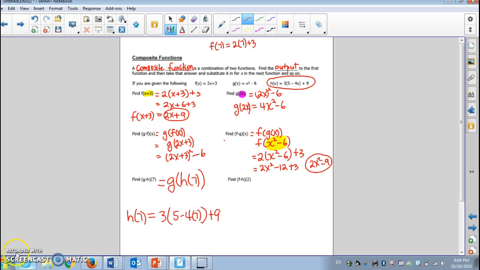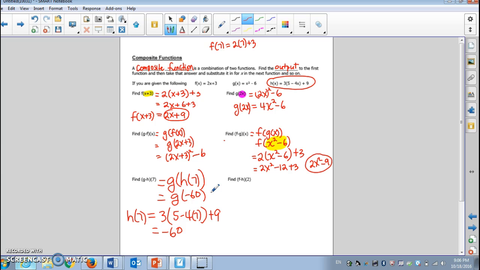Okay, pause the video and figure out the answer for it. Okay, so when I put it on my calculator, or if you do it by hand, it's going to be negative 60, right? So h of 7 was negative 60. So what do we need to do now? Since h of 7 was negative 60, I can replace h of 7 with negative 60. Then let's take a look at it. So g of negative 60.